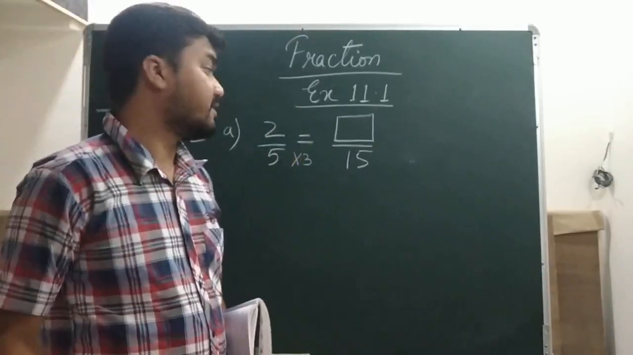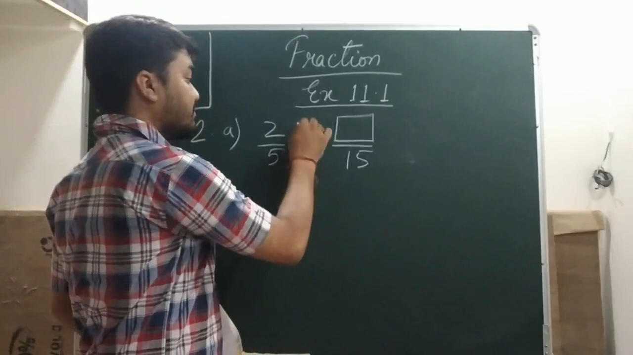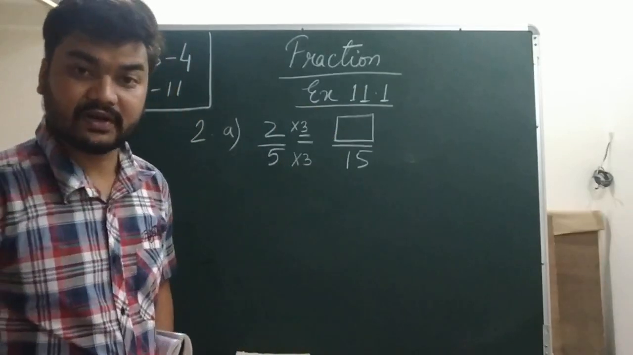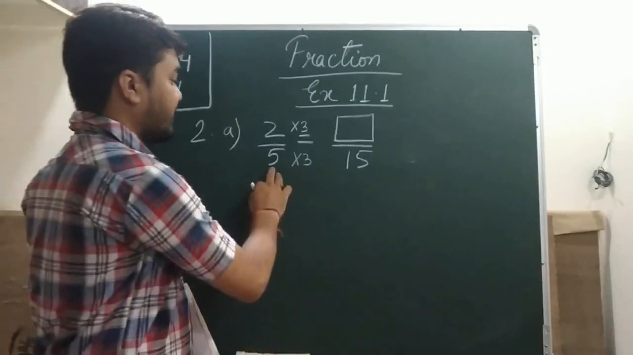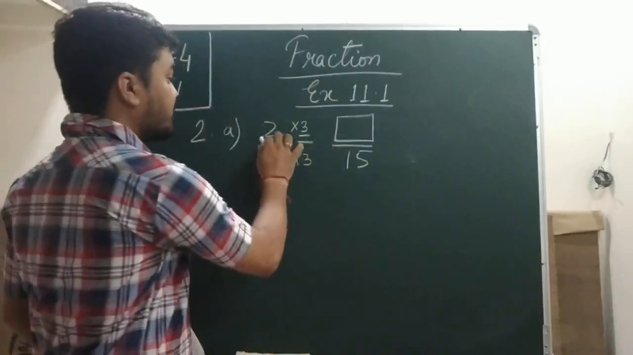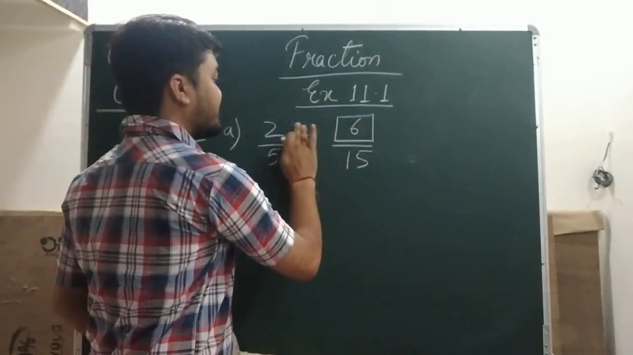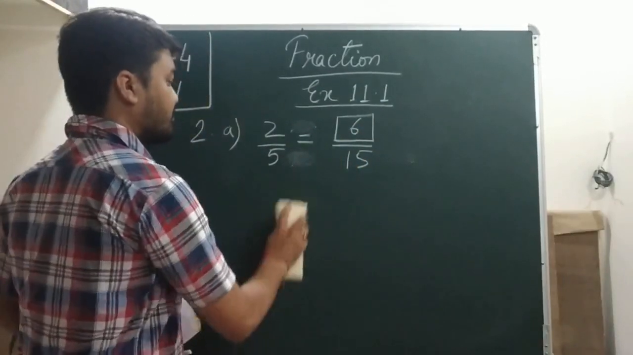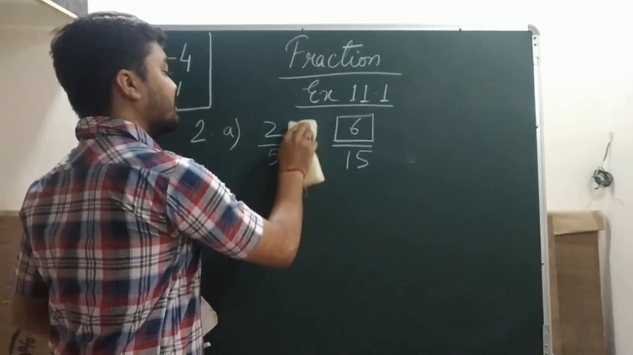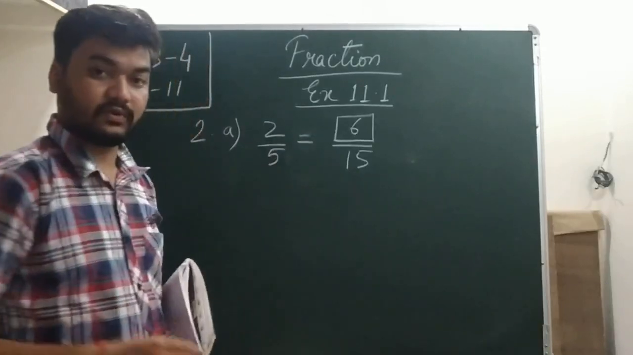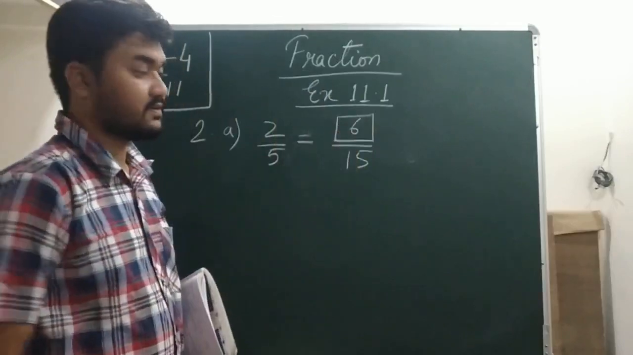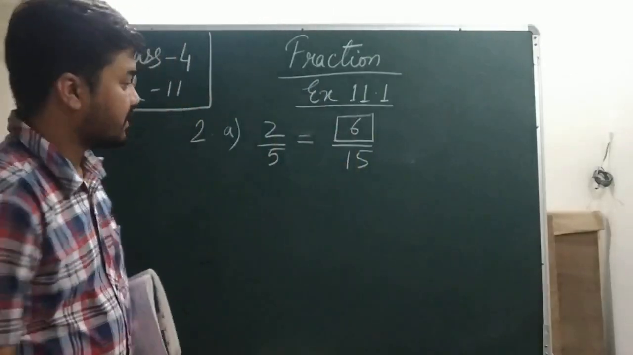So similarly, we have to do the same 3 times in the numerator also. 5 times 3 is 15, 2 times 3 is 6. This part you don't have to show. You just have to multiply on your own. So the answer will be 6 by 15. These both parts are equal.